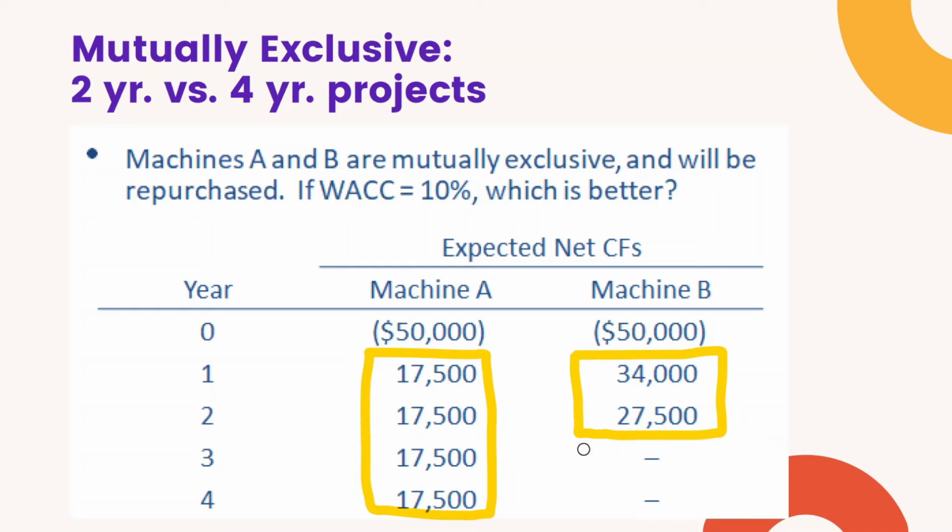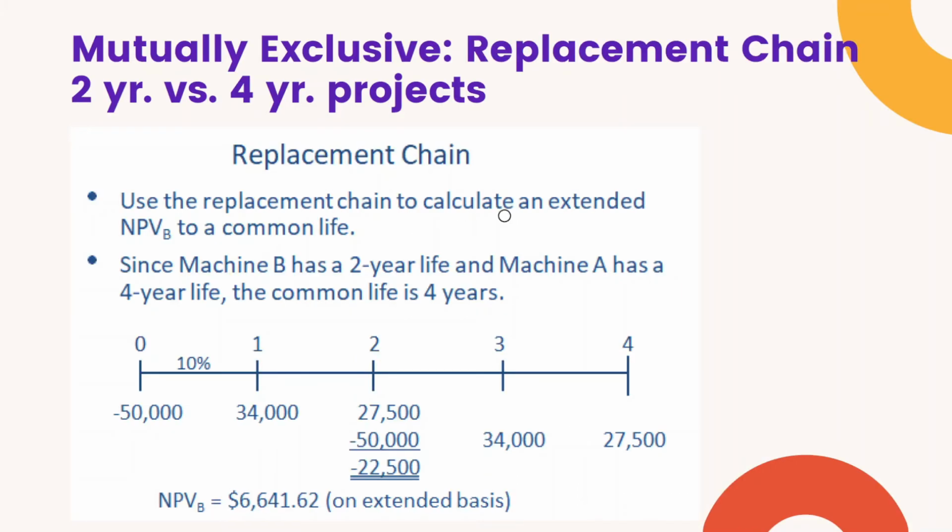We can assume, what if we can use machine B for another 2 years? Now we are comparing a 4-year project with a 4-year project. This approach is called the replacement chain approach. We roll over machine B to have a common life equivalent to the life of machine A, 4 years. For the first 2 years, machine B generates the cash flow according to the setup.